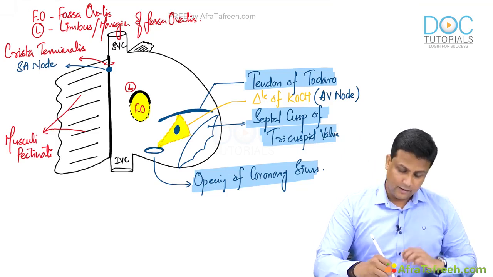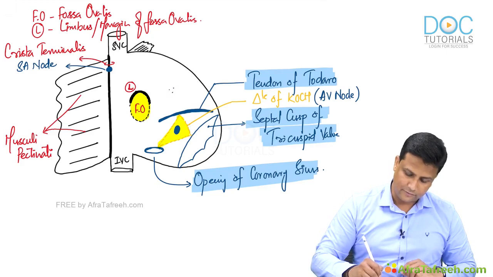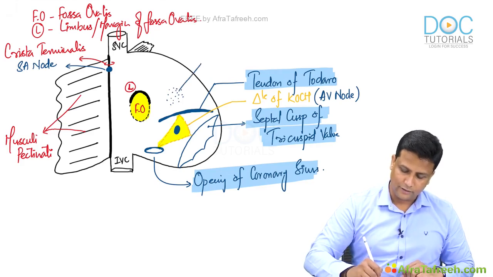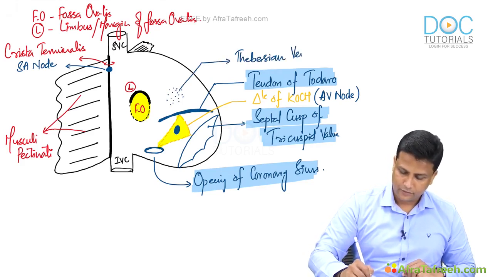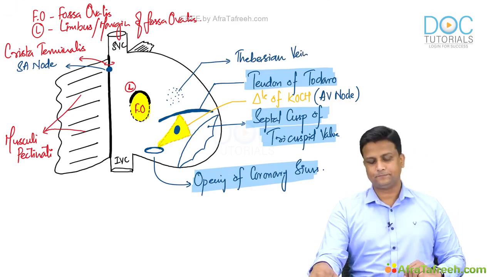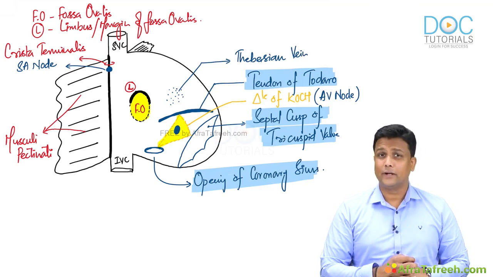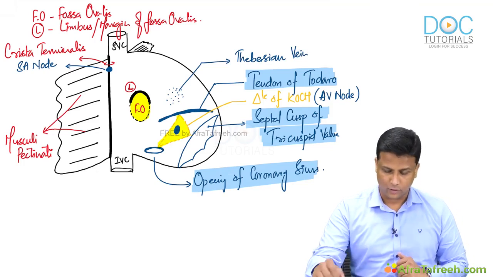And then on the posterior wall, you will also be able to find small openings, guys, like the veins which are directly opening into the right atrium, and those are the Thebesian veins. So there will be small veins directly opening into the right atrium, and those veins are the Thebesian veins found on the posterior wall.